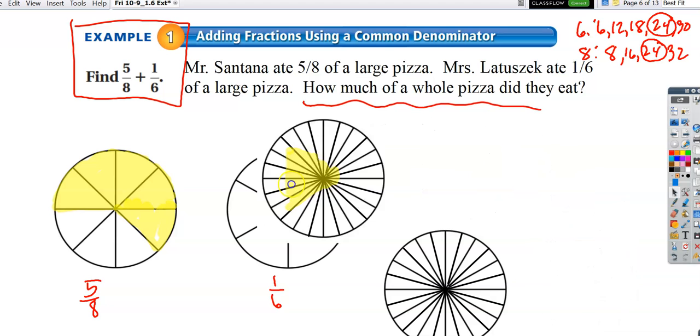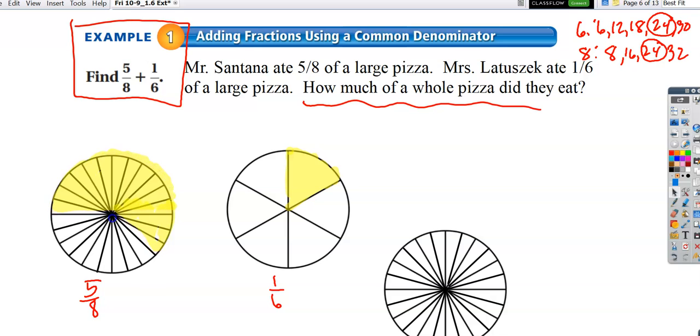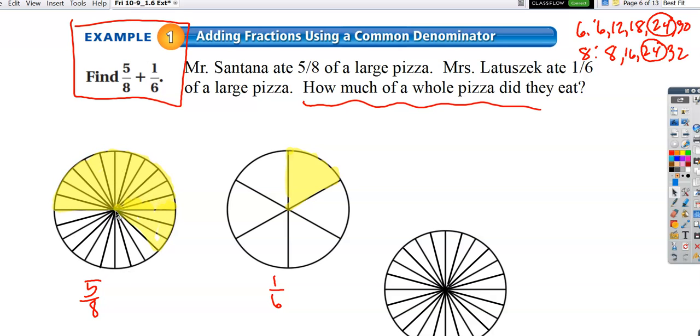So if I take this little wheel that now has 24 pieces in it, and if I slide it over on the pizza that represents Mr. Santana's, I can count how many 24ths you see. 1, 2, 3, 4, 5, 6, 7, 8, 9, 10, 11, 12, 13, 14, 15. Well, it turns out that what I'm going to be doing is multiplying by some number to create an equivalent fraction over 24 because the least common denominator is 24.